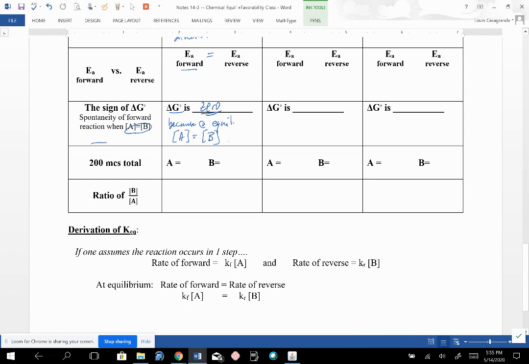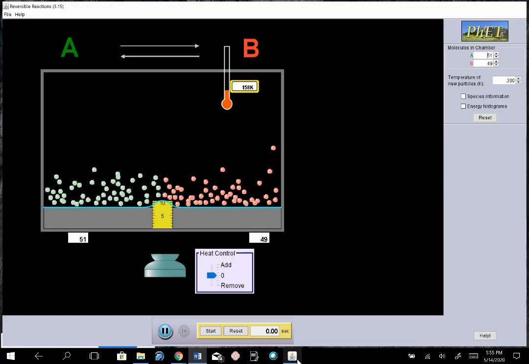Now let's go back to our simulation. And why is it saying close window? I don't want to close window. There we go.